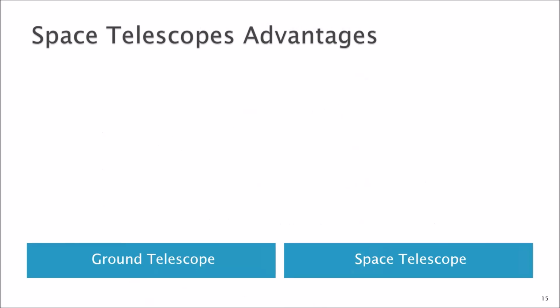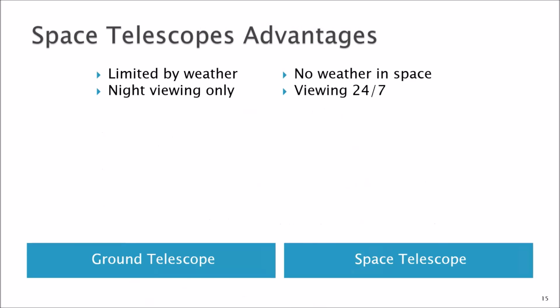So comparing a ground-based telescope and a space telescope, what are the advantages? In the ground-based, you're limited by weather. Well, there's no weather in space. You can only view the heavens at night on the ground, but up in space, you can look at them 24 hours a day, 7 days a week. Half the sky is only visible from any one point on Earth, whereas the entire sky is visible from space.